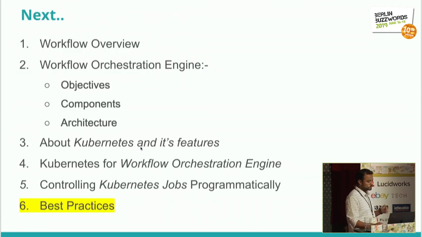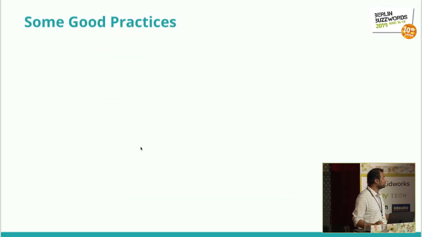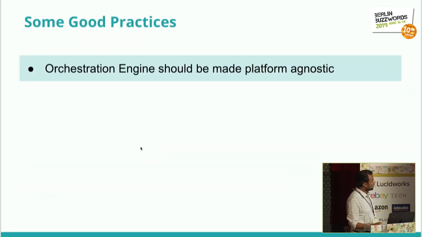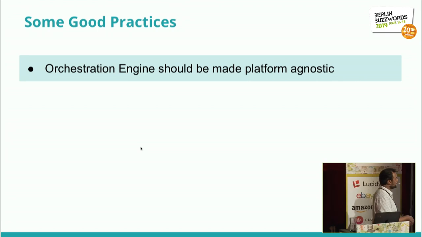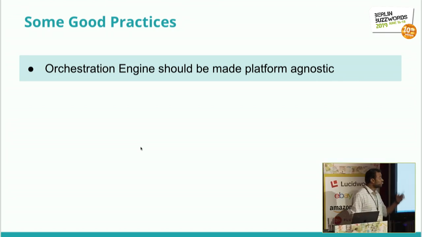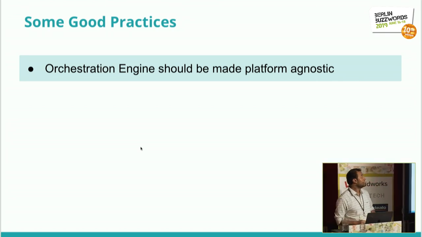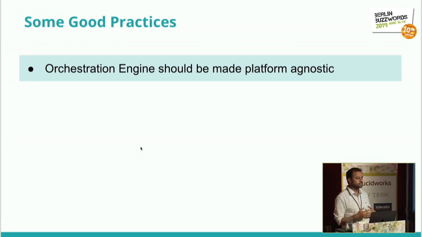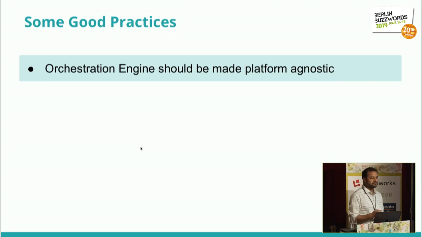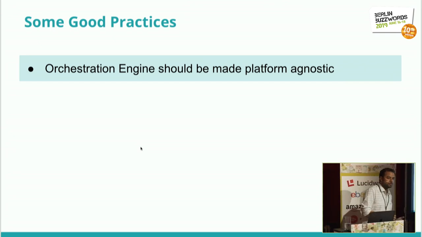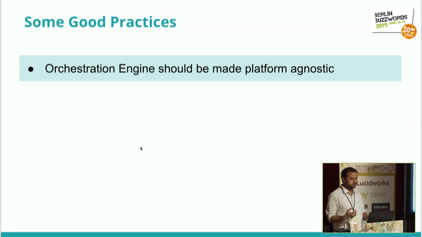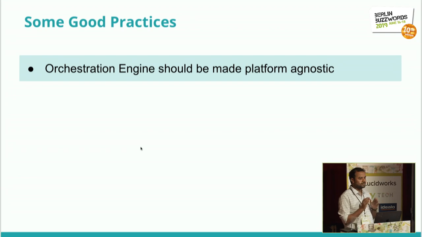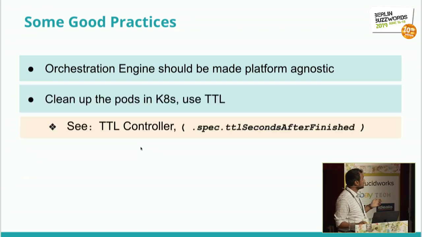And some good practices that we learned while implementing this: the orchestration engine should be made platform agnostic. I'm not really sure platform is the right word here or not, but what I mean is that the orchestration engine should be written in a way that today, if it is working with a Kubernetes cluster, tomorrow it can be working with other kinds of container orchestrators as well. So basically, we should keep this fact in mind.